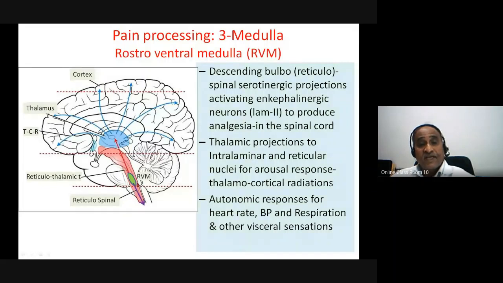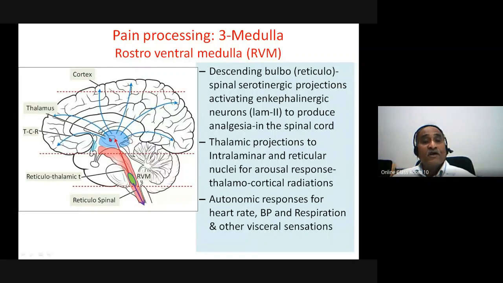That means this RVM, the rostroventral medullary relay, would activate the descending projection and activate these neurons that would suppress. At the same time, they would activate the gamma motor neurons that are also necessary for posture regulation or motor activity. In addition, you have the reticular system, and this reticular system projects onto the thalamus. This is the thalamus here. And this projects onto the intralaminar nucleus of the thalamus, and also the reticular nucleus of the thalamus.